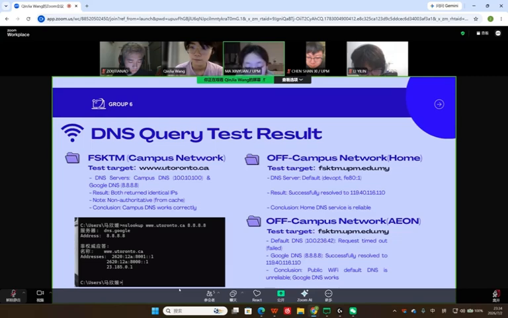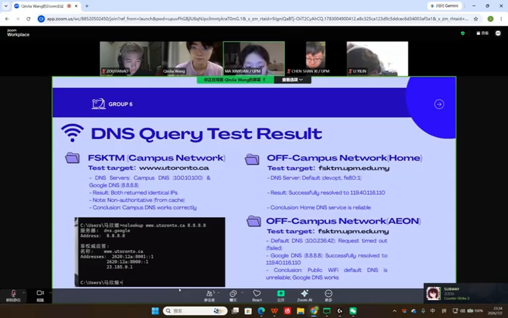fix the problem. So to sum up, campus DNS and home DNS perform well. Public Wi-Fi default DNS often fails, and we can use Google Public DNS to get stable domain resolution.